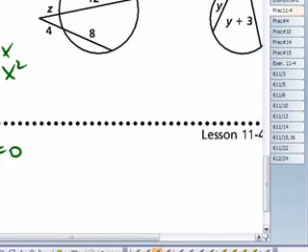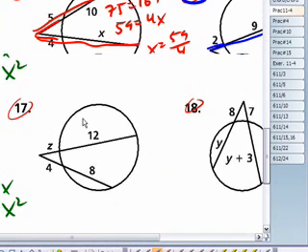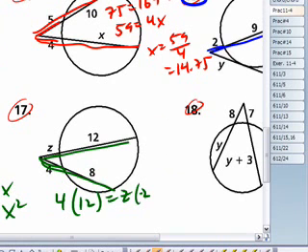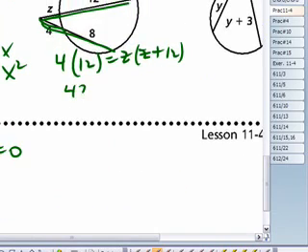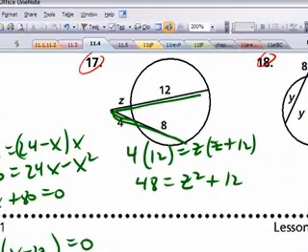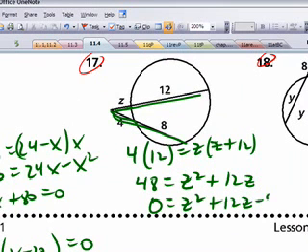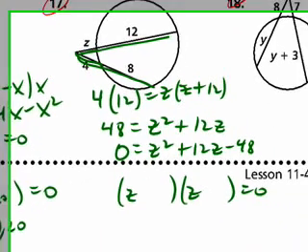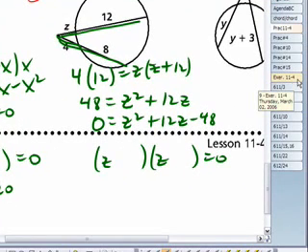And then this problem over here, again with intersecting outside the circle, it's outside 4 times the whole thing, 12, equals outside z times the whole thing, z plus 12. And you see we get a quadratic equation here. So 48 is equal to z squared plus 12z. Subtract the 48, minus 48. We may have to use the quadratic formula, but we'll try to factor. Two numbers that multiply to negative 48 and add to 12.